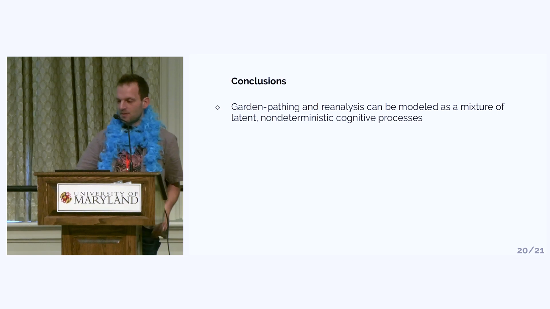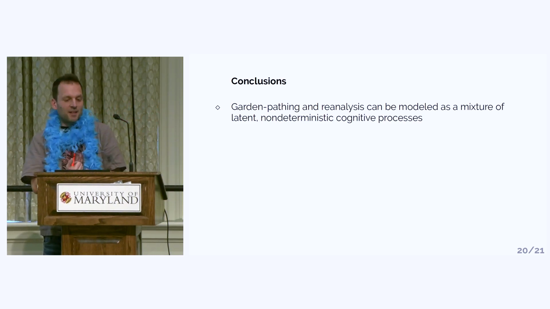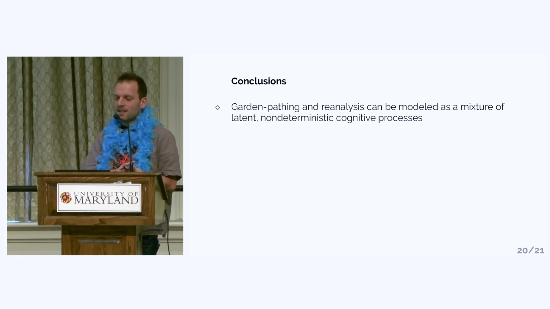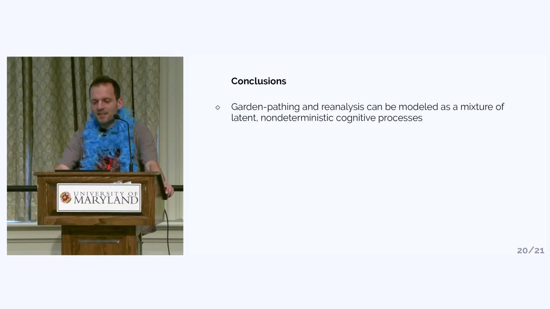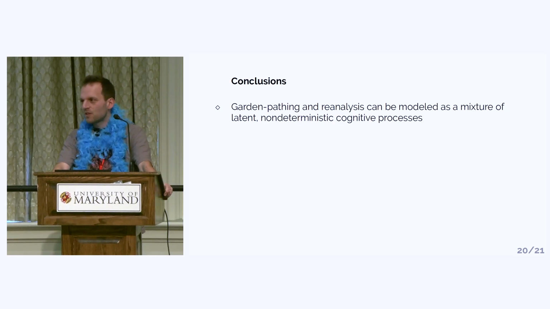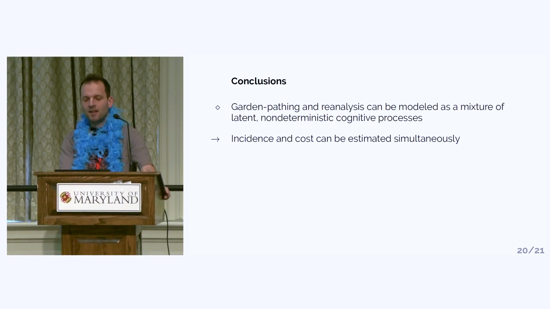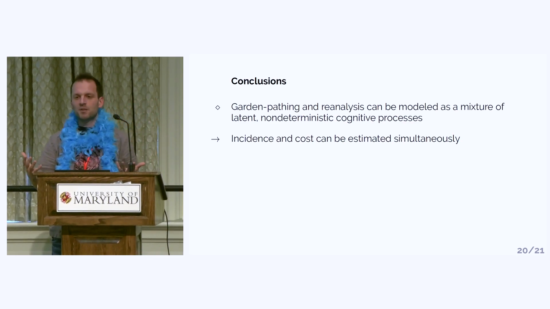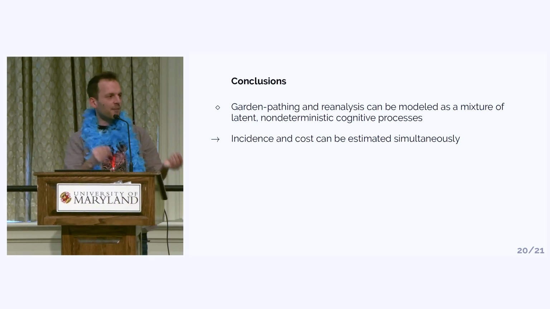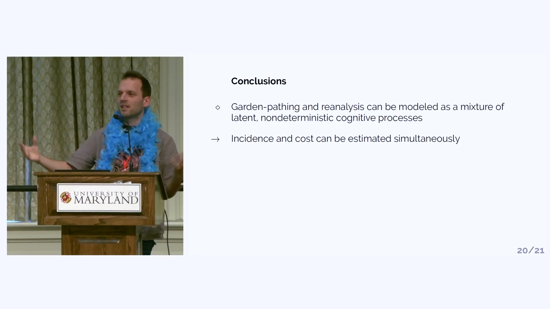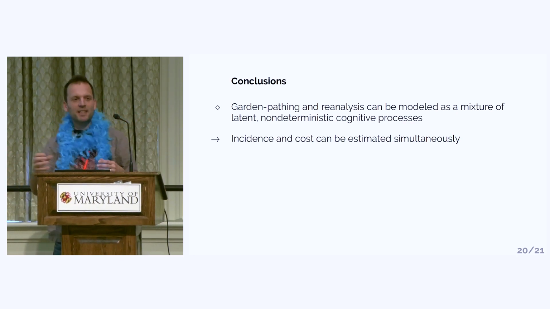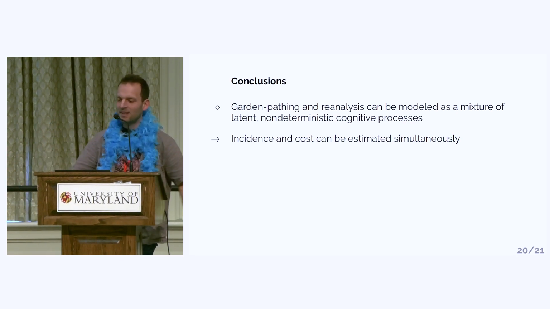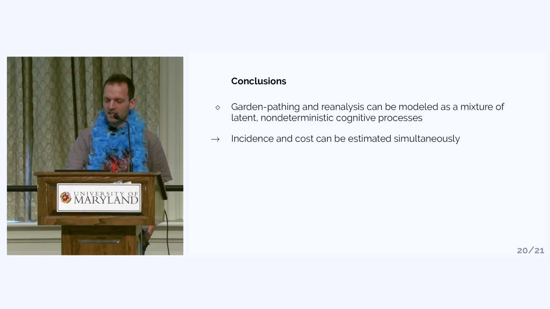Okay, so conclusions. I guess we can model garden pathing and reanalysis as a mixture of these latent, non-deterministic cognitive processes, and we can actually estimate the parameters associated with these processes, right? So we can put a label on garden pathing and say how likely it is, how likely reanalysis is, and how much it costs, right? And I think that's a big step forward.